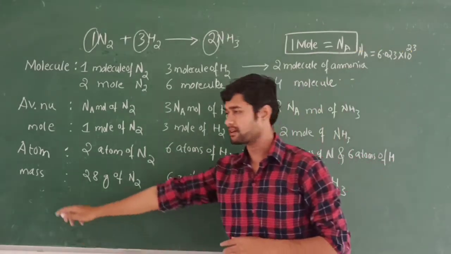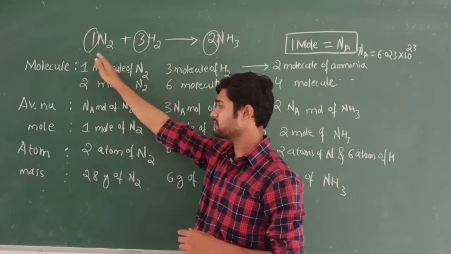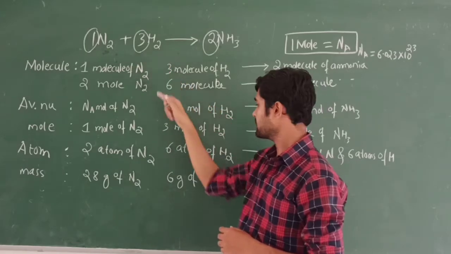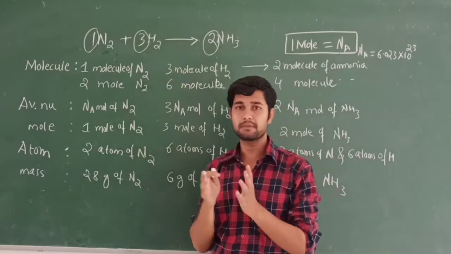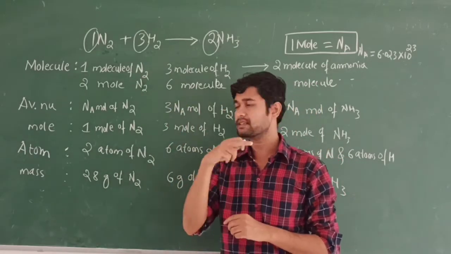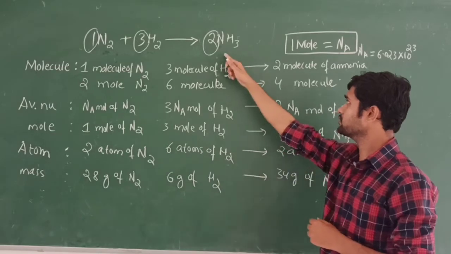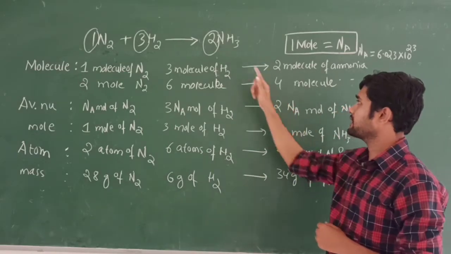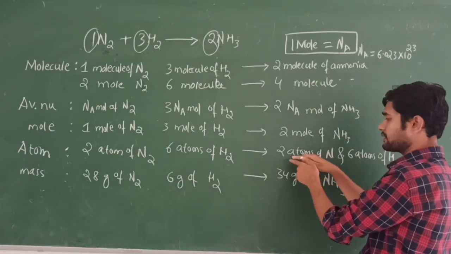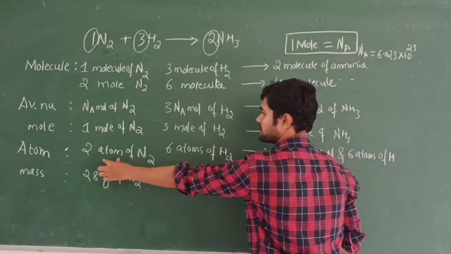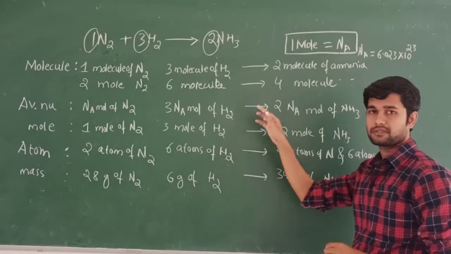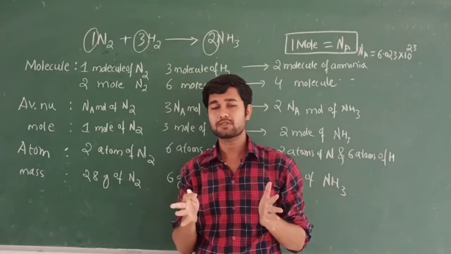Or else in terms of atoms. How many atoms are there in the reactant nitrogen? It contains 2 atoms of nitrogen, and how many will be there here? 6 atoms of hydrogen, because if you split the hydrogen gas 3 times, H2 plus H2 plus H2, it becomes 6 atoms of hydrogen, which gives in the product 2 atoms of nitrogen. You should see the link between reactant and product. In the product I have written 2 atoms of nitrogen, which is also available in the reactant, and also 6 atoms of hydrogen. So in terms of atoms also we can define this stoichiometry.